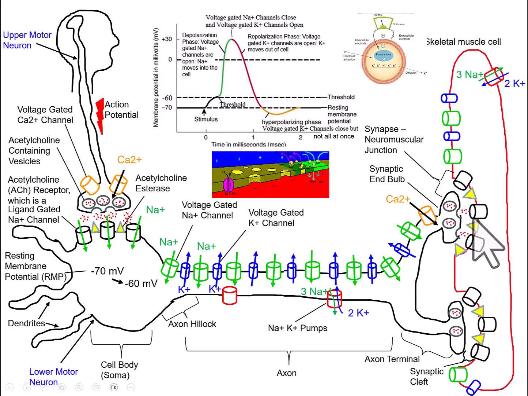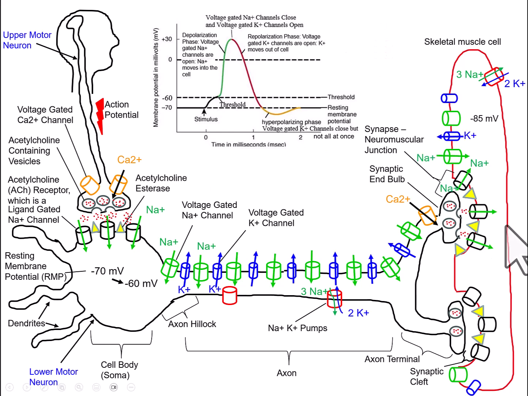It's going to bind onto the acetylcholine receptor, which remember is a ligand-gated sodium channel. Because the ligand is acetylcholine, it binds to it. Sodium is going to go in. That's going to take this resting membrane potential, which in a skeletal muscle cell is around minus 85 millivolts, to threshold, and when you hit threshold, that's going to open up a voltage-gated sodium channel on the membrane of the skeletal muscle.